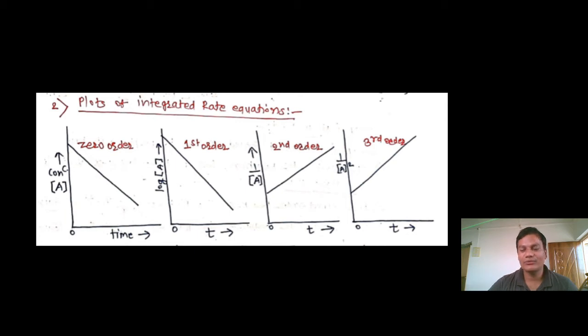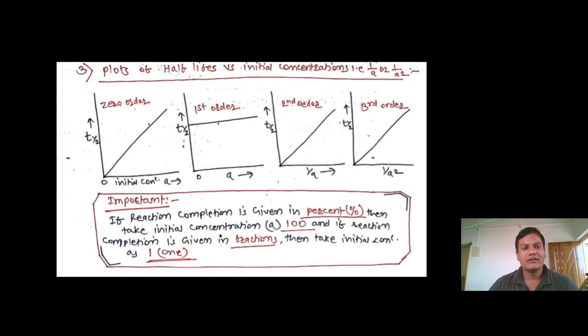In the next slide we will see the next nature, that is plot of half-life periods versus initial concentration, that is 1 by a or 1 by a square for second order. For zero order, initial concentration is on x-axis, on y-axis there is a half-life period. For all the orders, half-life period is on y-axis and it is plotted against concentration. For zero order it is a straight line, that means as you increase the initial concentration, half-life period also increases.